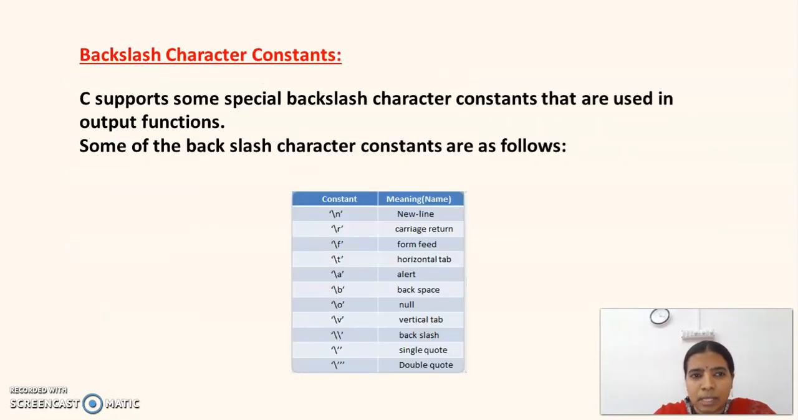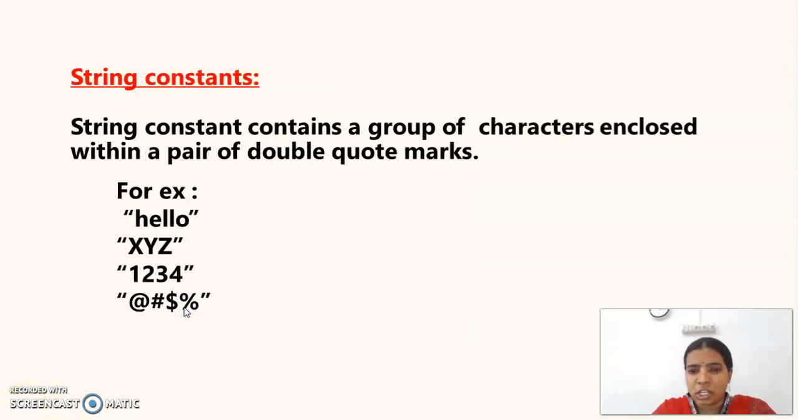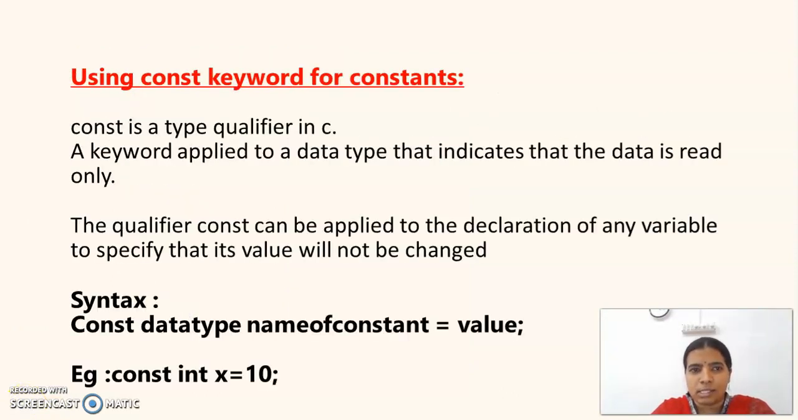Okay, then we'll see something called backslash character constants. What are backslash character constants? There are certain predefined constants supported by language C, which are used to modify your output in a prescribed format. The most commonly used backslash constants are \n and \t, which we always keep using.